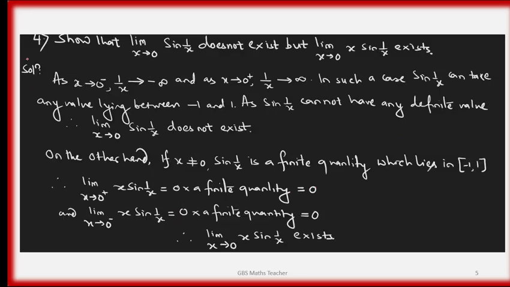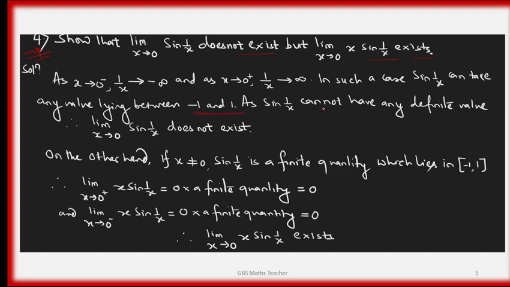Now next question, it is an important question that we have discussed earlier as well. Limit x tends to 0 of sin(1/x) does not exist, but limit x tends to 0 of x sin(1/x) exists. As x tends to 0 from the negative side, 1 by x tends to minus infinity, and as x tends to 0 from the positive side, 1 by x tends to plus infinity. In such case sin(1/x) can take any value lying between minus 1 to 1.